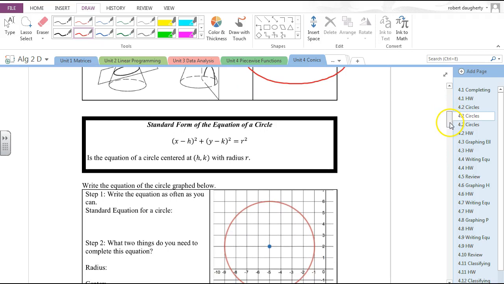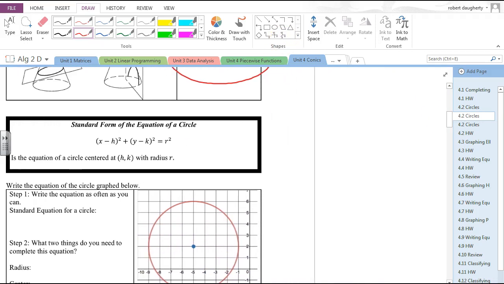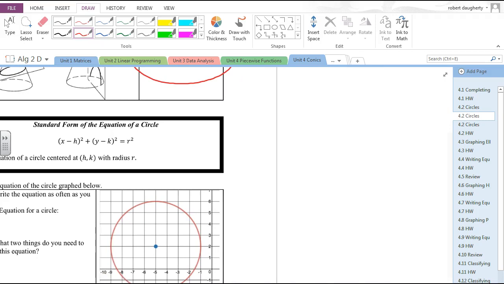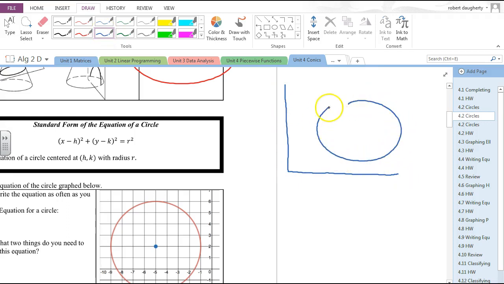So what I want to do next, I've got the equation of a circle, but this is something you can derive. So if you're ever stranded on a desert island and you don't know the equation of a circle, what would you do? Okay? Yeah, so let's look at it like this. Pretend that I drew a circle there. So we're going to call the center some point H, K. And I've got some point on the circle, X, Y.